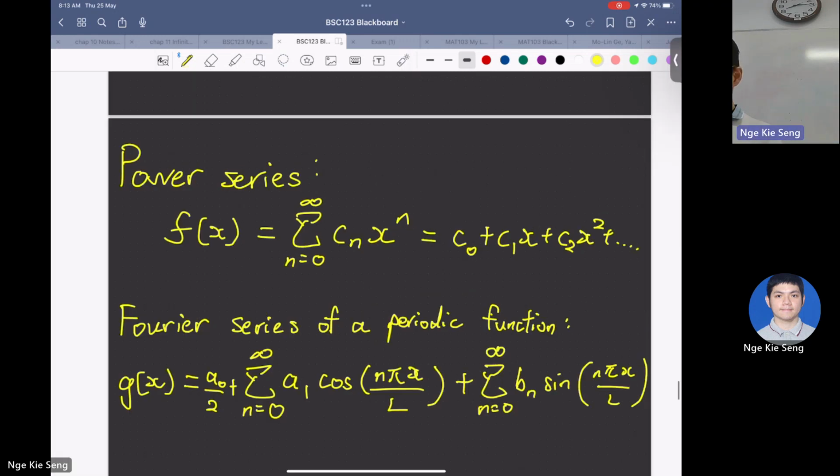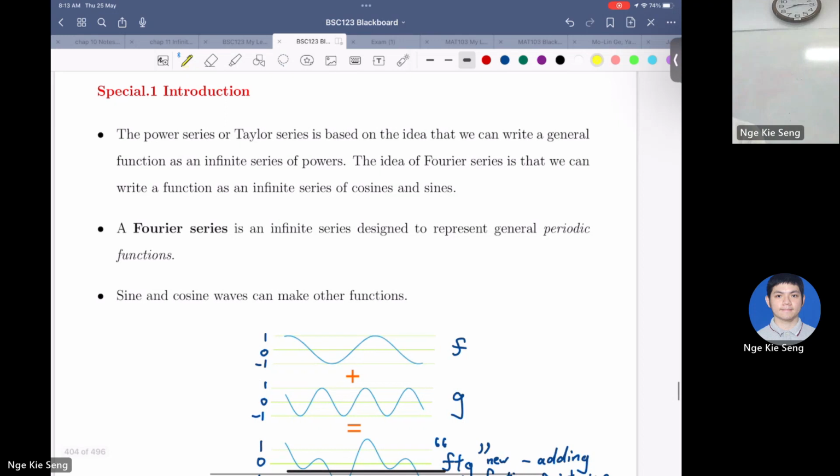Okay, let's see the real definition here. Okay, so the power series and Taylor series is based on the idea that we can write a general function as an infinite series of powers, right? This one we have gone through. So the idea of Fourier series is that we can write a function as an infinite series of cosine and sine. So the definition of Fourier series is a Fourier series is an infinite series designed to represent general periodic function.